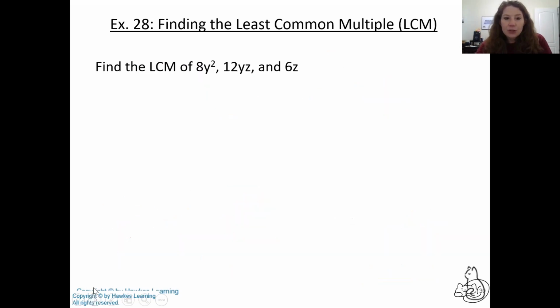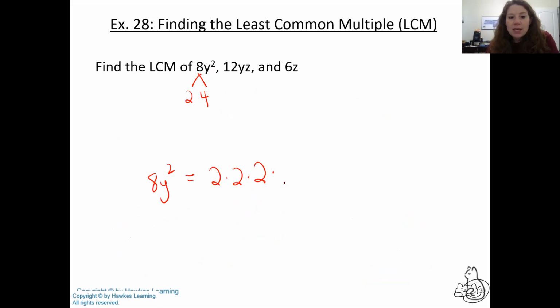Hopefully that makes sense to you. All right, you guys try this one and then come back and check your answer. So 8 is 2 and 4. So 8y squared is 2 times 2 times 2 times y times y. And then 12 is going to be 2 times 6. And 6 is 2 and 3.